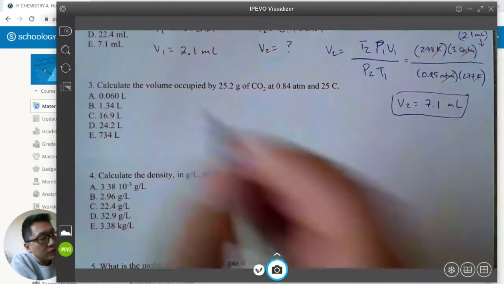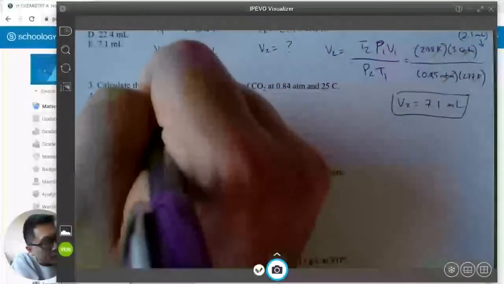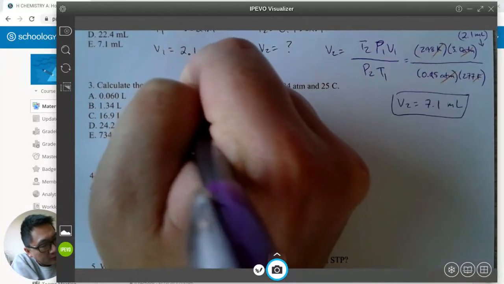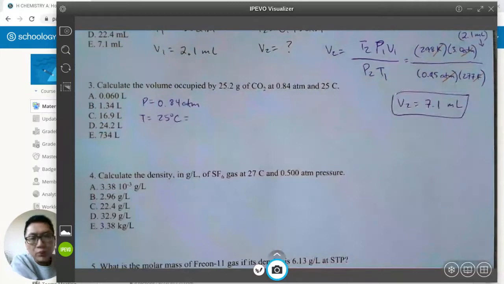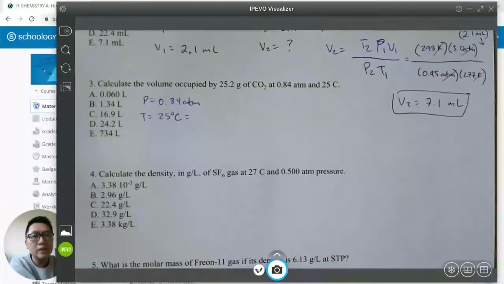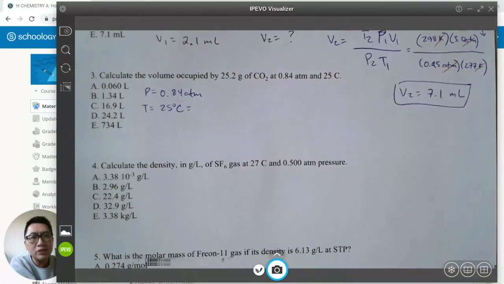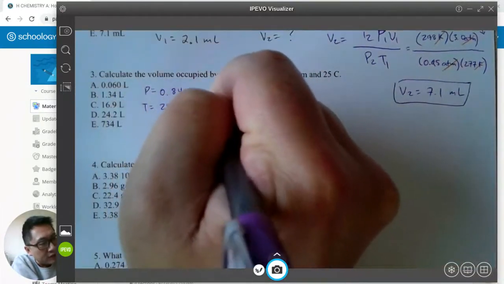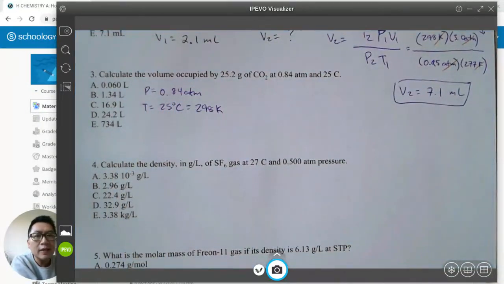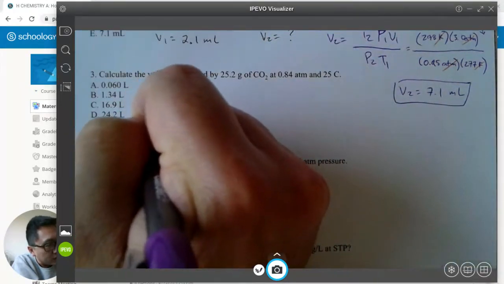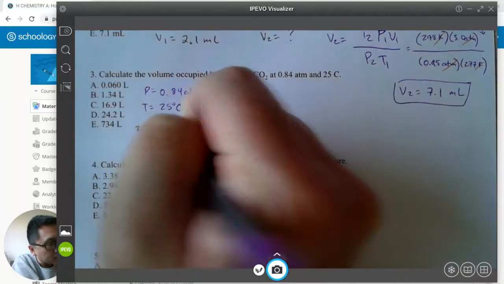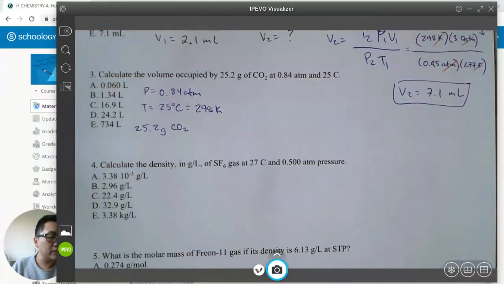Let me start with the easier one. The pressure is 0.84 atmospheres. The temperature is 25 degrees Celsius, which I always have to do in kelvins. Changing Celsius to kelvins, add 273, and this would be 298 kelvins. Then there's one other thing on here: I have 25.2 grams of carbon dioxide. Okay, so those are my 3 givens right now.